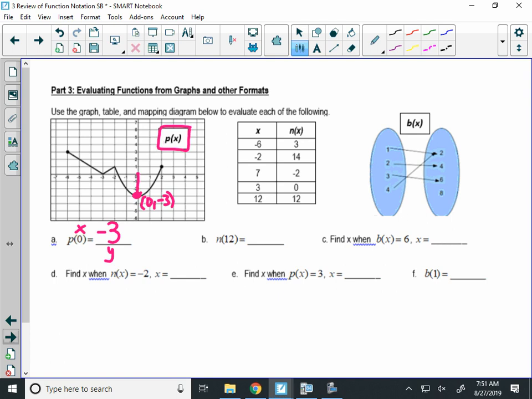All right, n of 12. N is the table. 12 is an input value in x, so I look in the x column for 12, and I find that its output is 12.